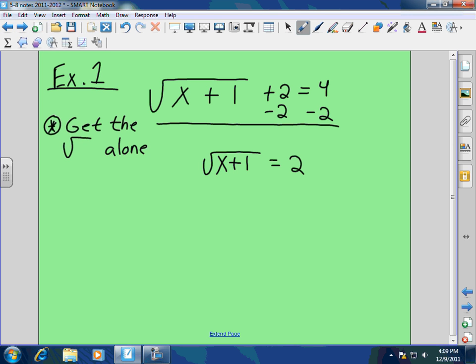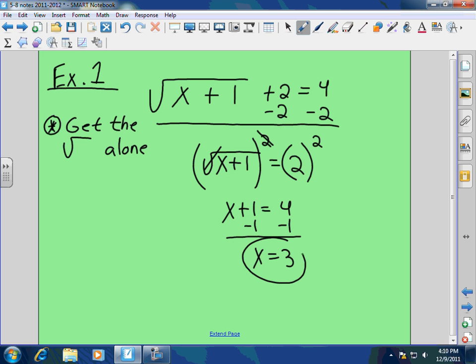Now I have the radical all by itself on one side. And now it's easy. How do we get rid of a radical again? That's right. We're going to square both sides. Now remember that you square both sides because whatever you do to one side of the equation, you must do to the other side of the equation. So this power of 2 cancels out that radical, and I got x plus 1 equals 4. Subtract 1 to both sides. X equals 3.